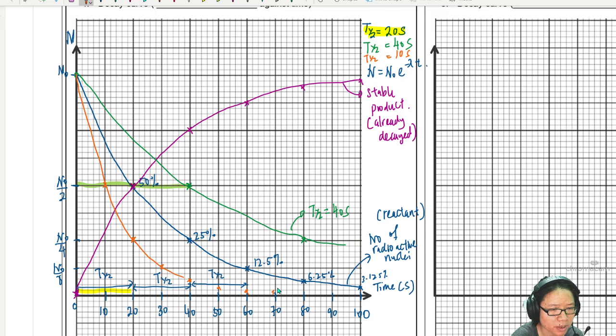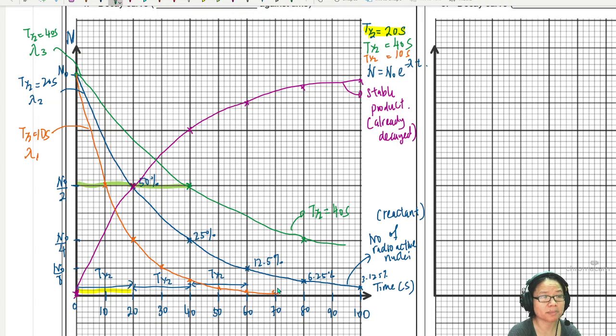So I would like you to think about the lambda. Which lambda is greater in the graph that I labelled? Okay, so I'm going to label this one. This one is when your half-life is 10 seconds. And this is, let's say, lambda 1. The blue one that we drew is when your half-life is 20 seconds. And this is lambda 2. The green one is when the half-life is 40 seconds, and this is lambda 3. So which lambda is bigger?